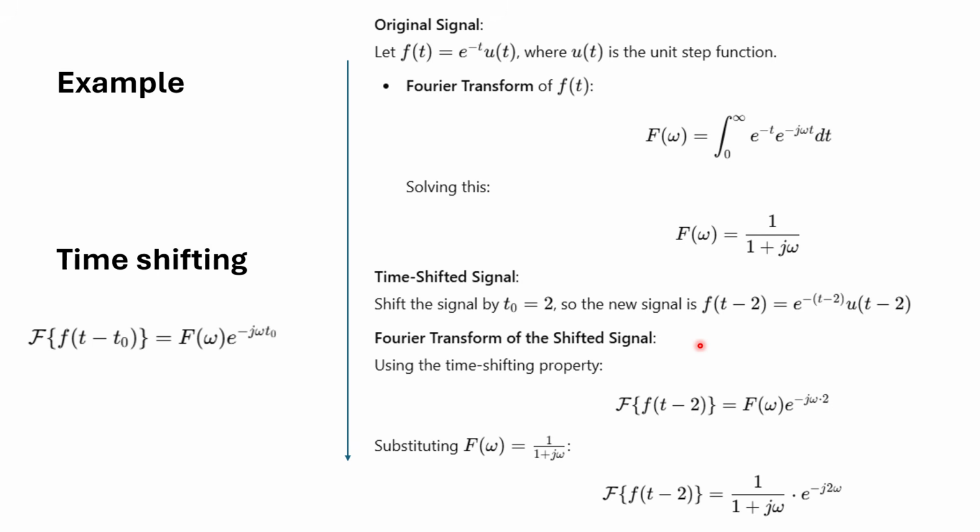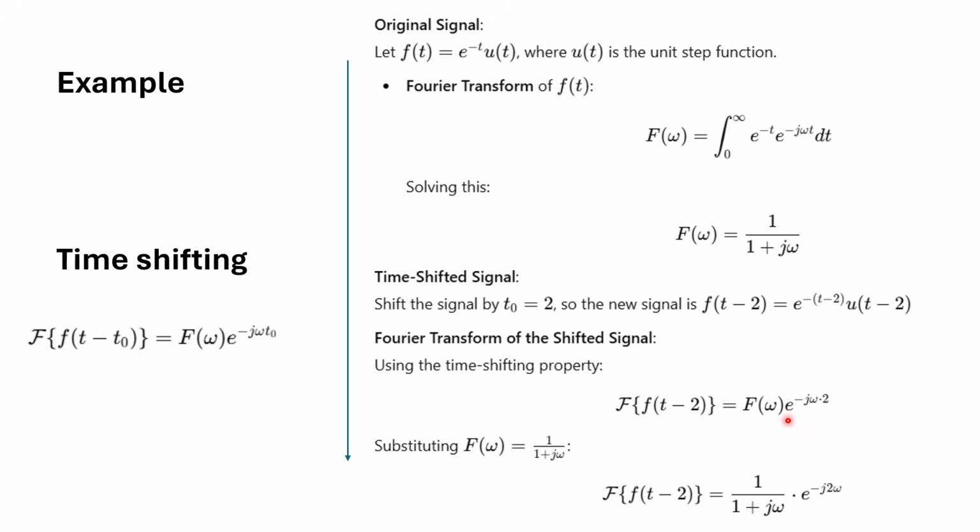So you are shifting it by time, that is f of t minus 2. So technically here you have to multiply e to the power minus t by 2 and u of t minus 2. This is your original function. So the new function is this. Now if you take the Fourier transform, you will get how much?